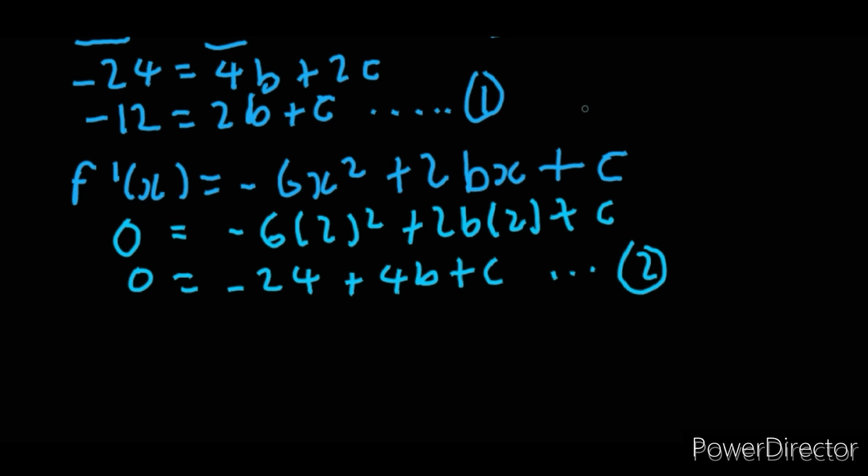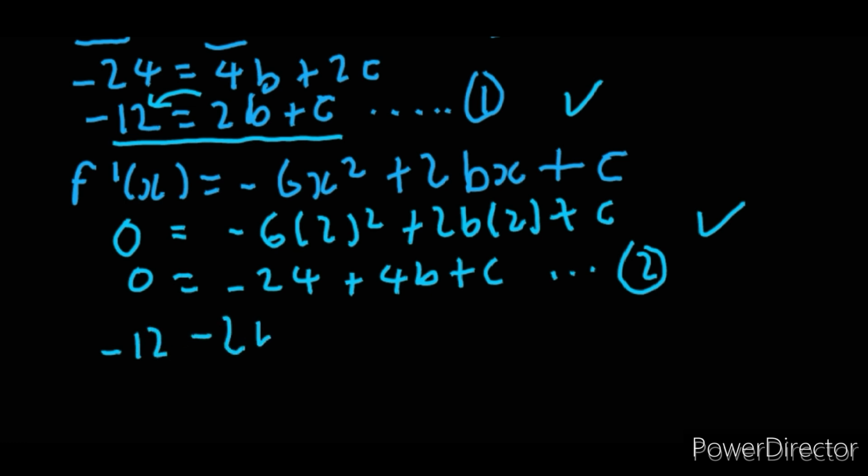So since I've got my equation 1 and my equation 2, I can create my third equation. I can use any method, either equating or substitution or elimination. So I'm going to use substitution, therefore I'm going to create my third equation by manipulating the first equation. So I'm going to take 2b to the other side of the equation, and therefore it's going to be minus 12 minus 2b is equal to c. So that is what we're going to have as our third equation.